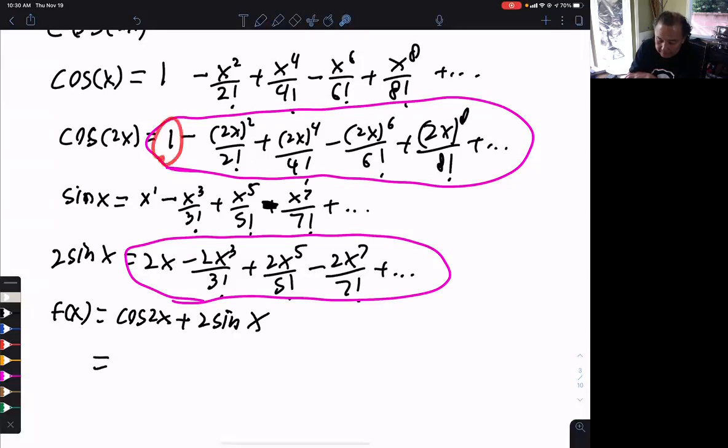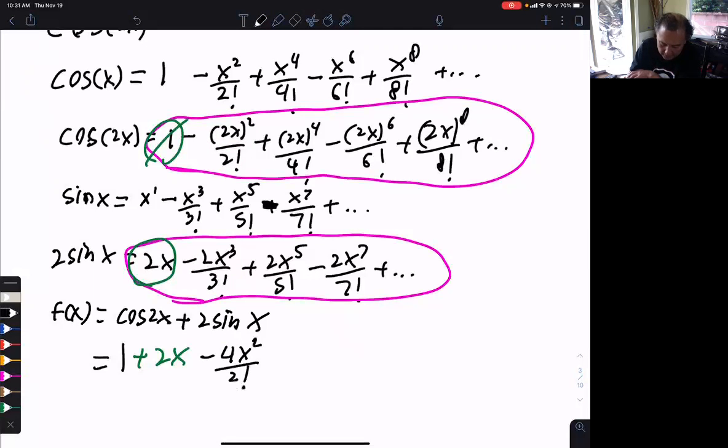So I have a 1. So definitely have a 1. Let me do this in red. No, green. There's our 1. Then we have a 2x term plus 2x. And then this is a squared term, and that's a cubed term, right? So we're going to get the squared term, and it's going to be minus 4x squared over 2 factorial. That's that one.